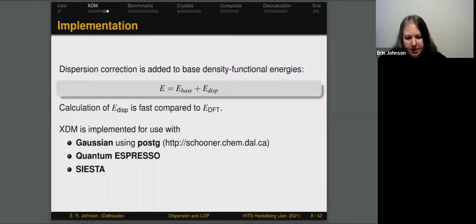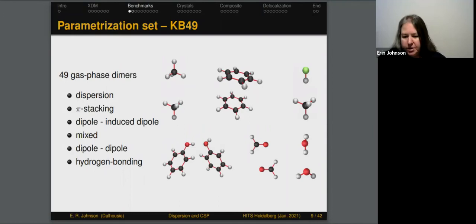All right, so when we parameterize our XDM damping function, we use a fit set of 49 molecular dimers. And these are small molecular dimers for which we have very high level reference data from coupled cluster theory in the complete basis set limit.